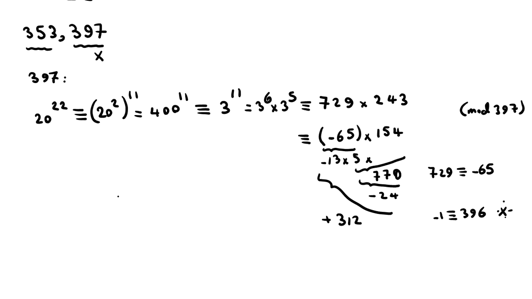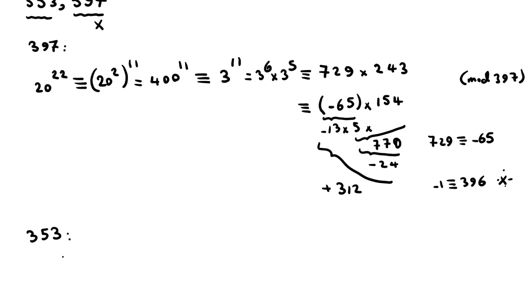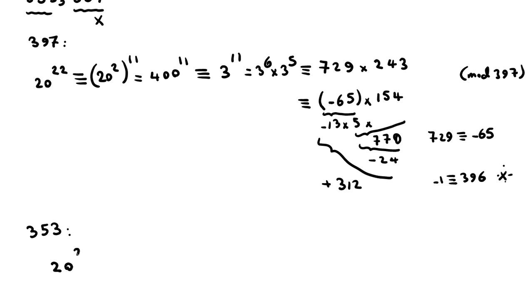Now the last step of the problem, we want to also reject 353. So let's consider 20 to the power of 22, this time mod 353.